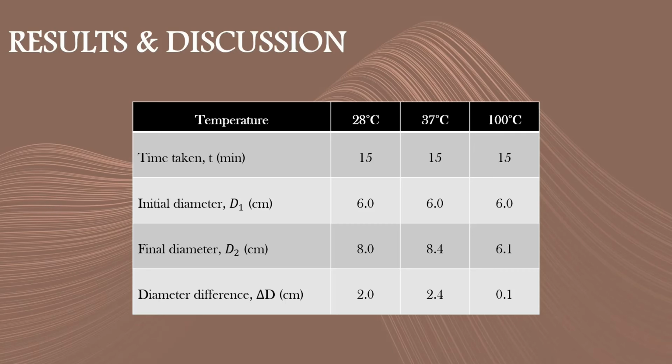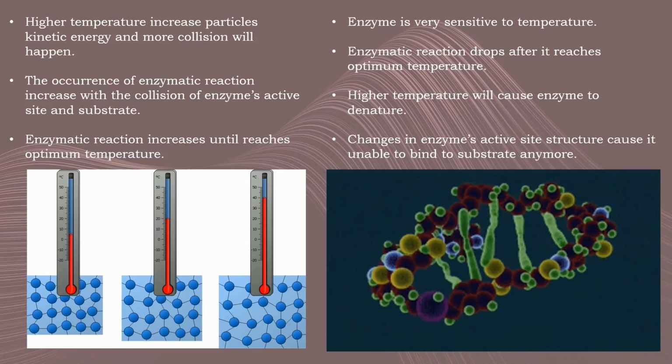For 28 degrees Celsius it is 2 cm, for 37 degrees Celsius it is 2.4 cm, and for 100 degrees Celsius it is 0.1 cm. Before we analyze the results, let me explain some theories that will help in understanding the results.